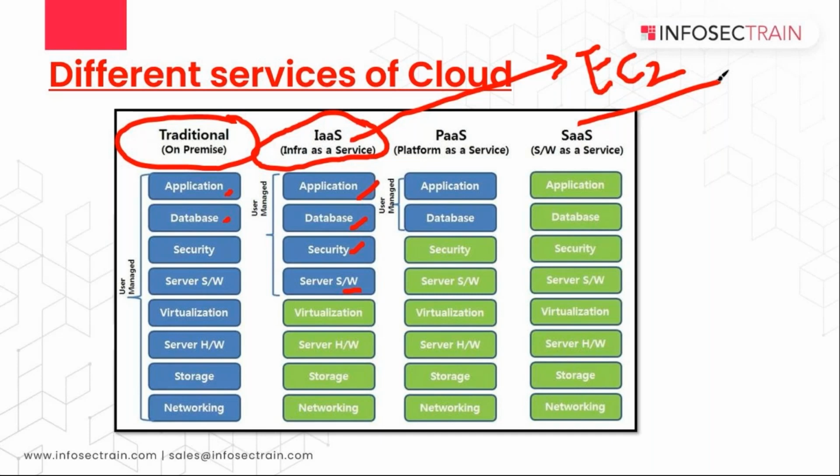Infrastructure as a service. But there are multiple other components as well. There is virtualization, servers, storage, networking. The components which are in green are taken care of by the cloud. So the storage part is going to be taken care of by my AWS. I do not have to worry about it, it is taken care of by the cloud service provider.